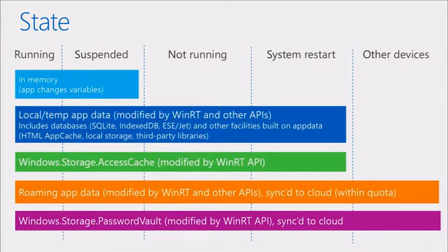But when you're going to be ending up in not running, you want to make sure that you're storing local and temp app data. There's storage folders that are provided for you where you can store these things. There's also this concept of roaming settings that we'll see. And then, through a system restart, you're going to want to use the access cache. This is yet another storage API that's provided to you by Windows. And then, roaming app data, that's synced to cloud. So if you have the same application installed across multiple different devices, you can share basic, kind of like just a small little dictionary of settings and state there.